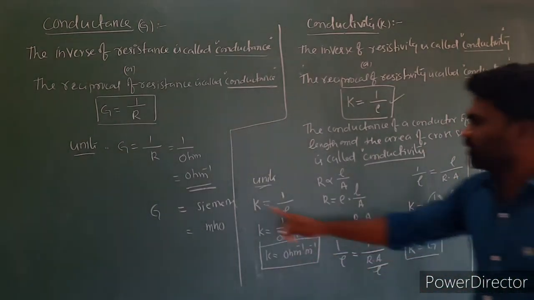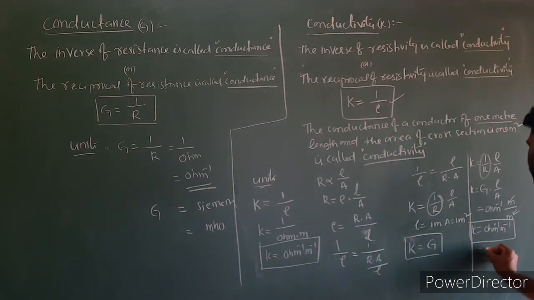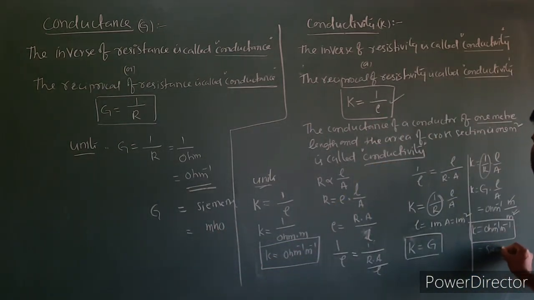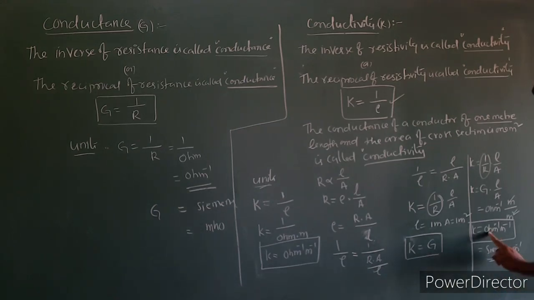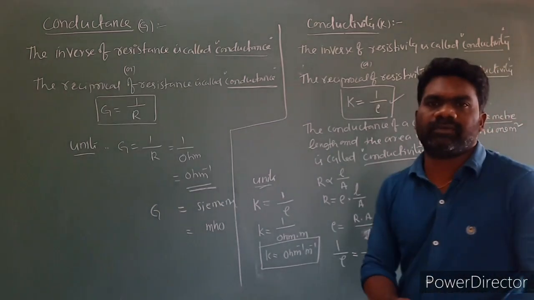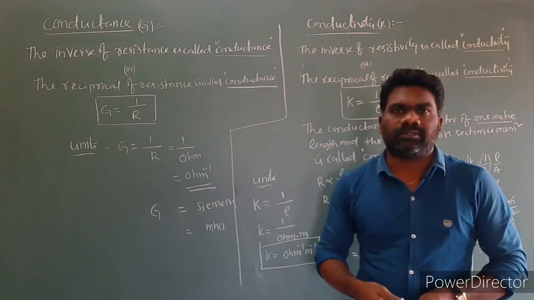And one more unit we have: ohm inverse is nothing but Siemens. So one more unit we get is Siemens meter inverse. So conductivity units we can take as Siemens meter inverse or ohm inverse meter inverse. So this is regarding conductivity.